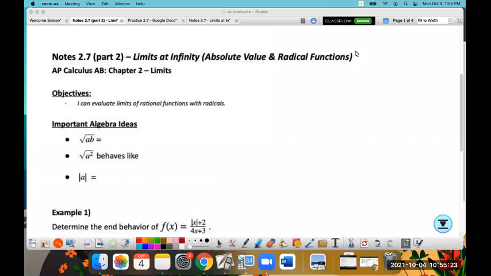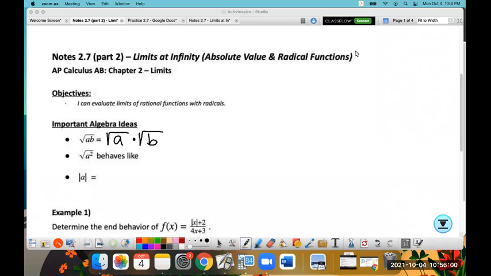So to make sure that we have some of our algebra ideas solid and set, can anyone think about a way that we can rewrite square root of AB? Yes, square root of A times square root of B. As long as those things are being multiplied together or technically divided, you can go ahead and separate them into their own radicals. If there's any addition or subtraction, sorry, no can do.